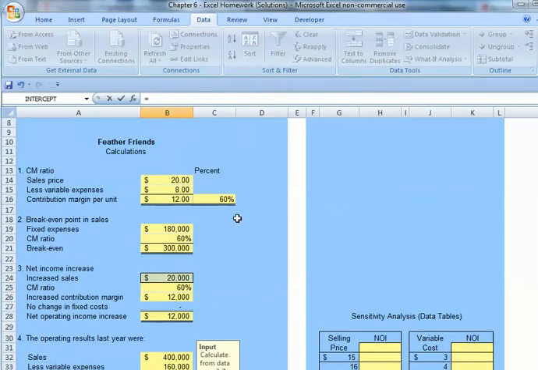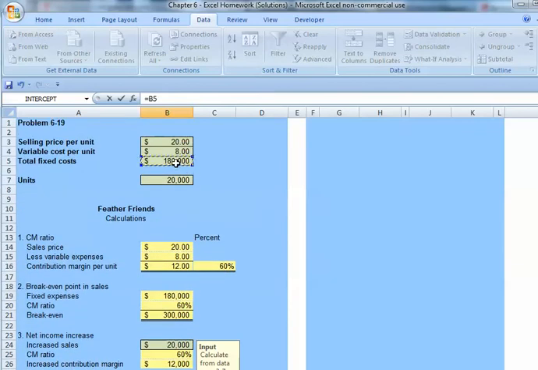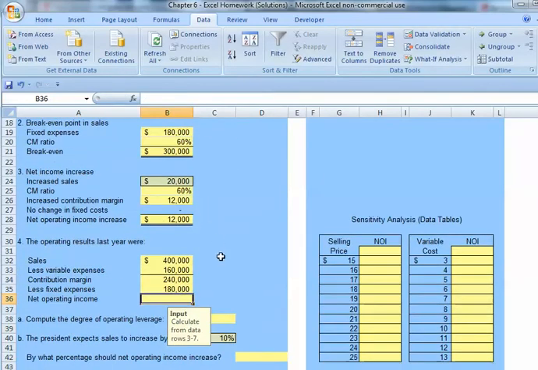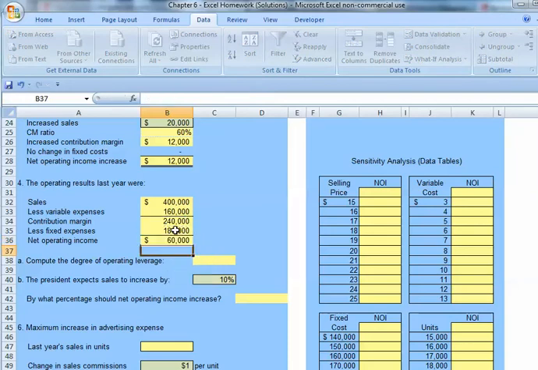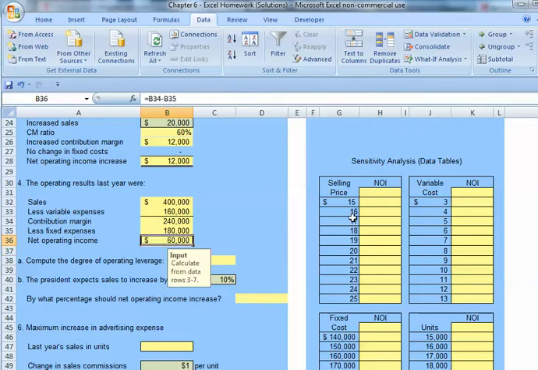We need to subtract from that our fixed costs, which were $180,000. And when we do that, we end up with a net operating income of $60,000. The next thing we're going to do is put together some data tables to show how our net operating income will change if we change our selling price, our variable cost, our fixed cost, or our number of units.